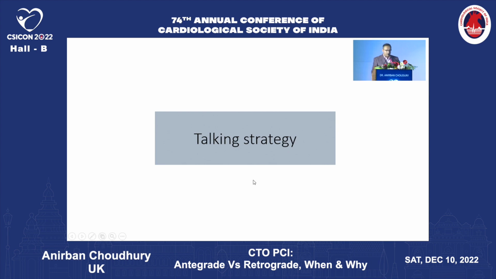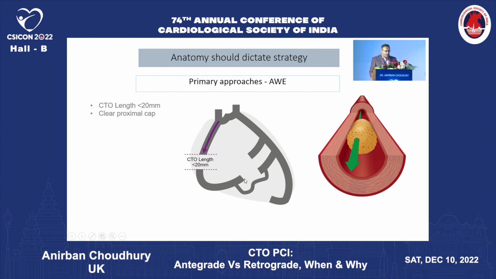So let's talk about strategy and some examples to see how we go through it. So if it's a short CTO with a clear proximal cap, the majority of the time we can do this with antegrade wire escalation technique.